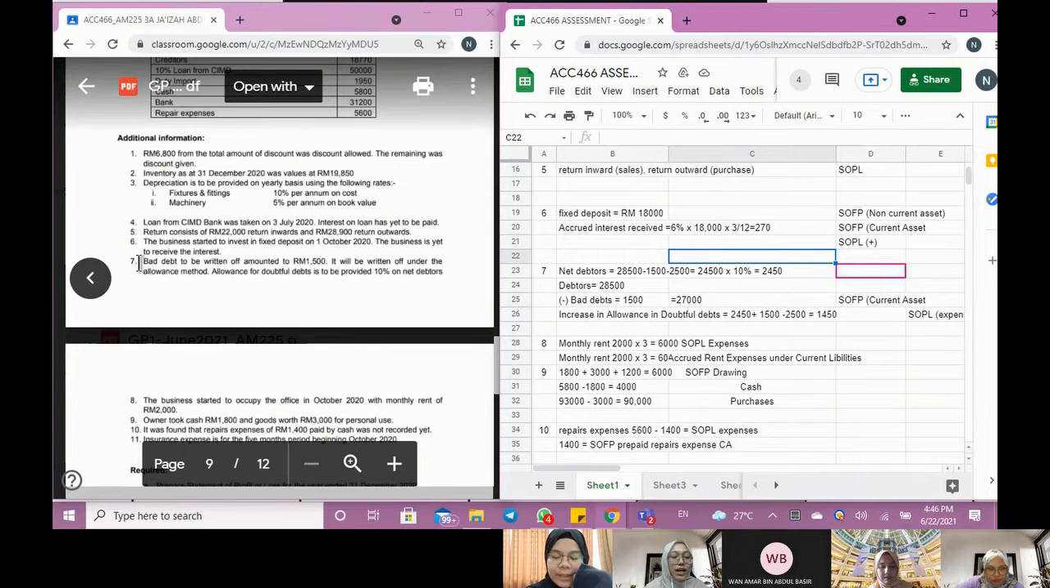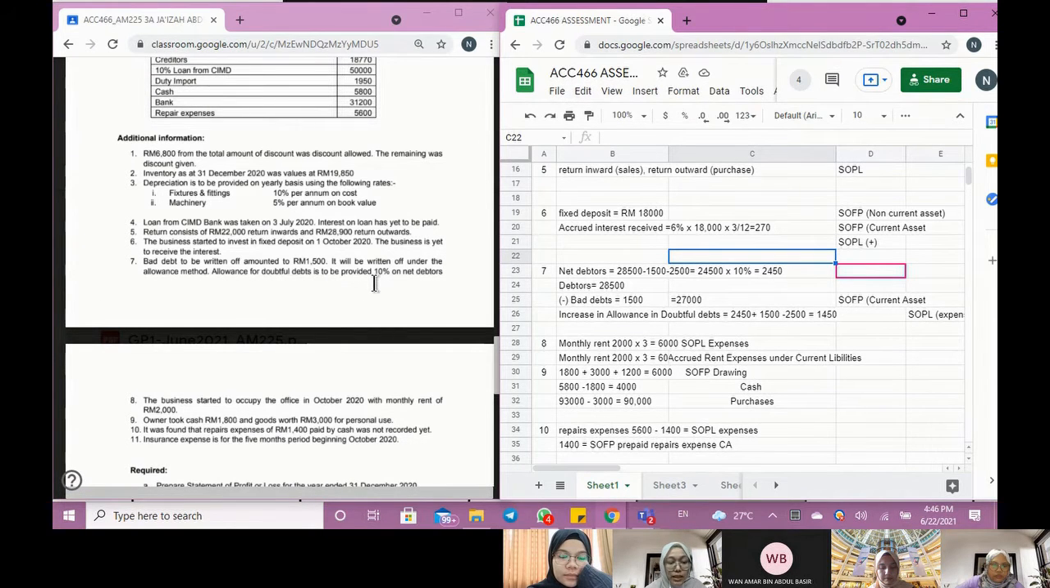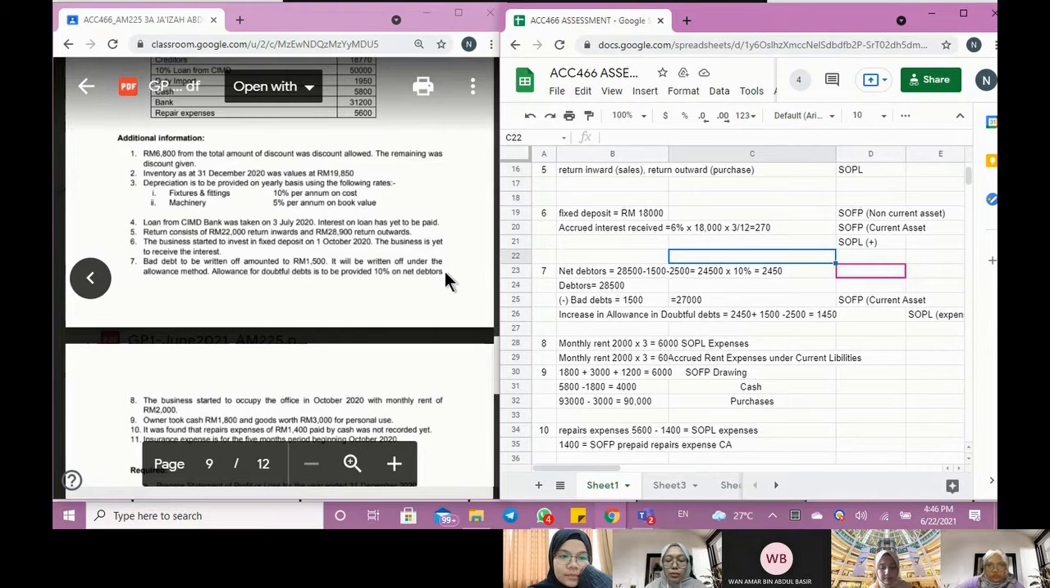Okay, for the next question, bad debts to be written off amounted to 1,500. It will be written off under the allowance method. Allowance for doubtful debt is to be provided at 10% on net debtors. So we need to find the amount for net debtors first, which is debtors minus bad debts, and also minus the allowance for doubtful debts.